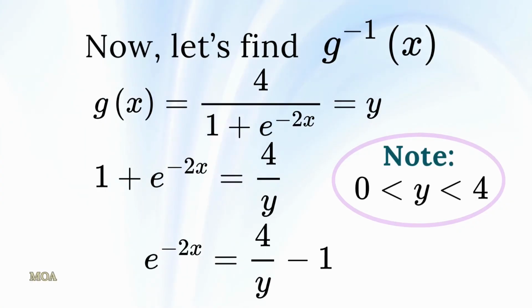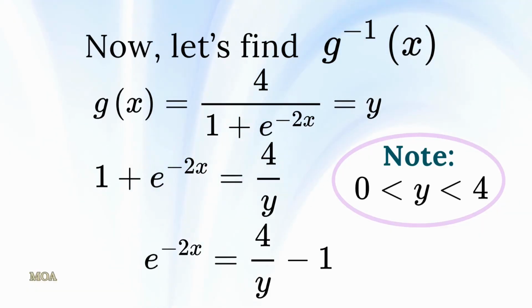Now, let's find the expression for g inverse. Start with the definition of g of x. G of x equals 4 divided by the quantity 1 plus e to the power minus 2x. Set y equal to g of x, where y is strictly between 0 and 4.